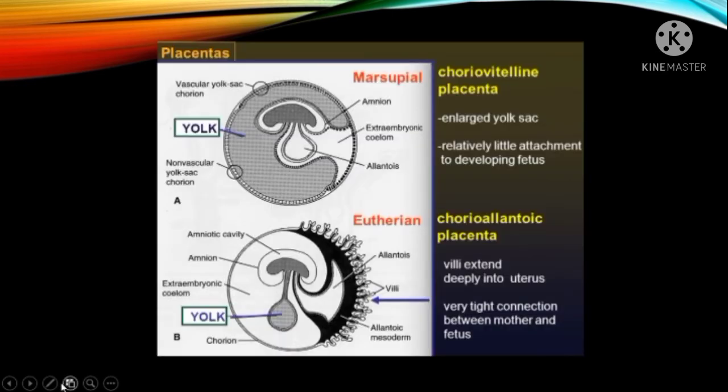So this is the difference between the two. As you can see in the choriovitelline placenta, there is an enlarged yolk sac. This is the yolk sac, and it fuses with the chorion, which is this area. And in the chorioallantoic placenta, instead of the yolk sac being enlarged, it is the allantois that is large. There is also the presence of villi, which help to embed deeply into the uterus.